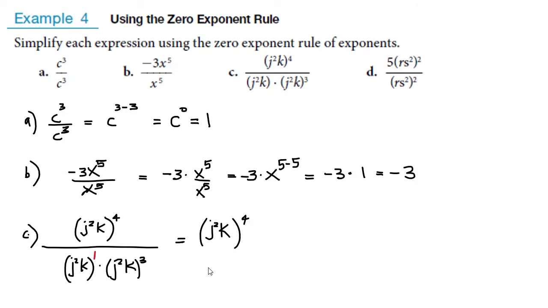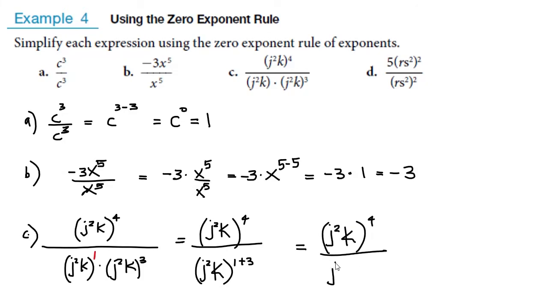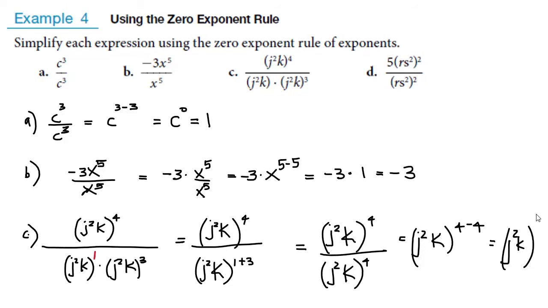And in the denominator, we're going to have to use the product rule. So we have j squared k, and using the product rule, that's going to be 1 plus 3 in the exponent. So we're going to end up with the base of j squared k to the power 4 in the numerator, also in the denominator. And now we can apply the power rule. So j squared k is the base to the power 4 minus 4. And that's going to be j squared k to the power 0. And that equals 1.